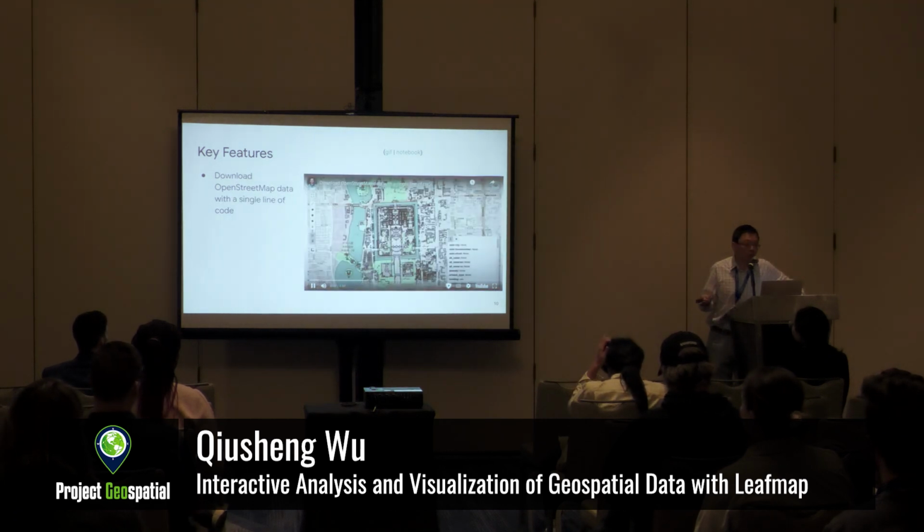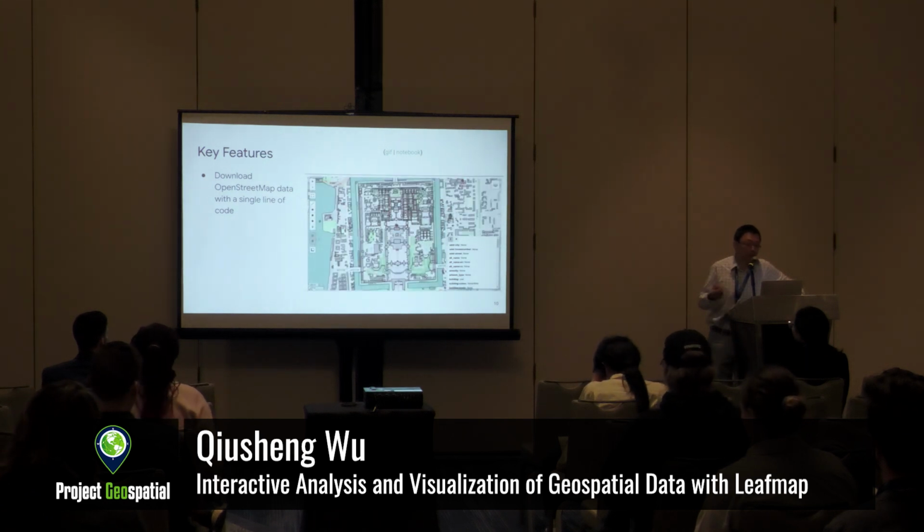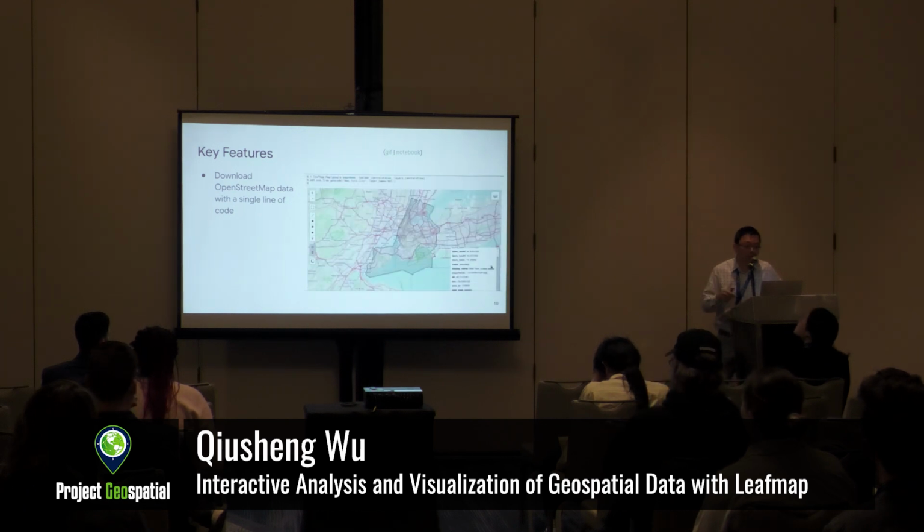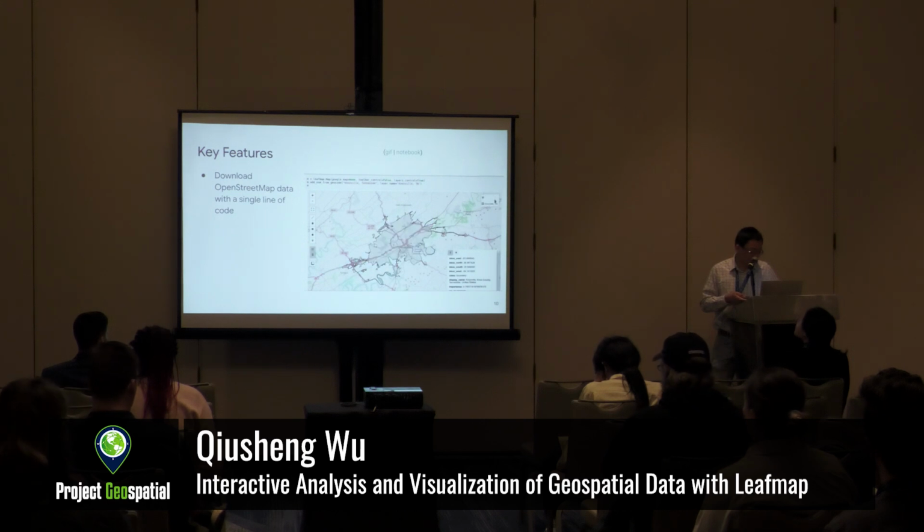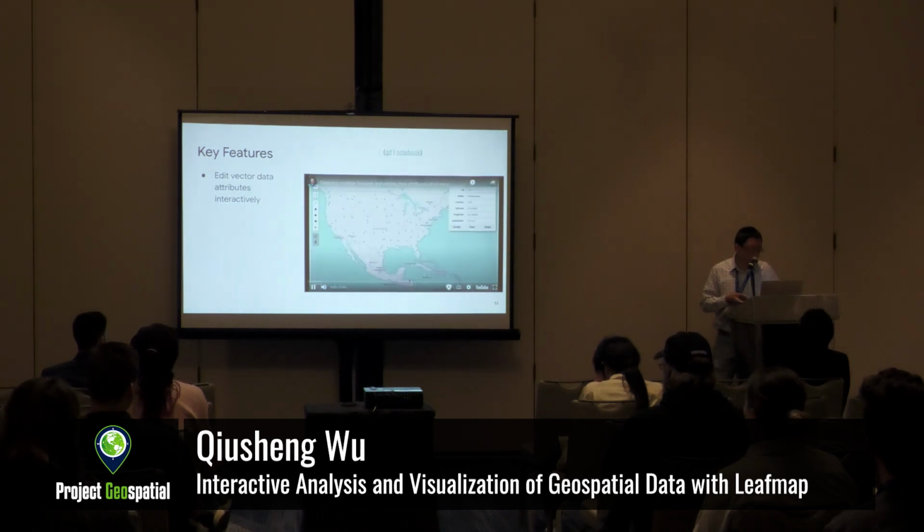And you can download OpenStreetMap data with one line of code. Sometimes you just need some data, you want to play with the program, and it's just one line of code to add OSM data from geocode or from address. Then we pull the data directly from OpenStreetMap. So with this, you can also add the vector data.